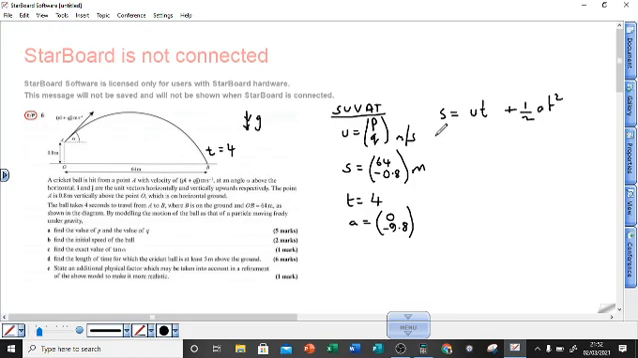So that is s equals ut plus a half at squared. Well, we know that s is 64, minus 0.8, is equal to ut, so that is 4 lots of pq, plus half at squared. So t squared is 16, half of that is 8, lots of my acceleration vector, which is 0, minus 9.8.